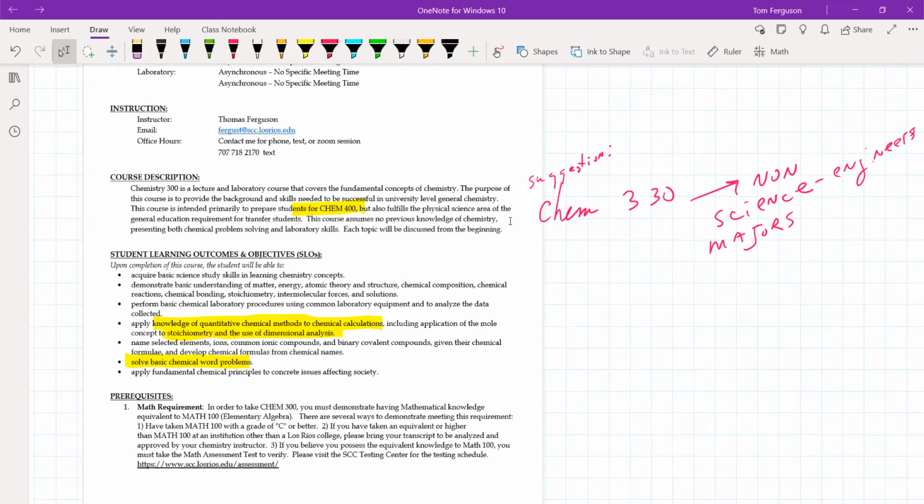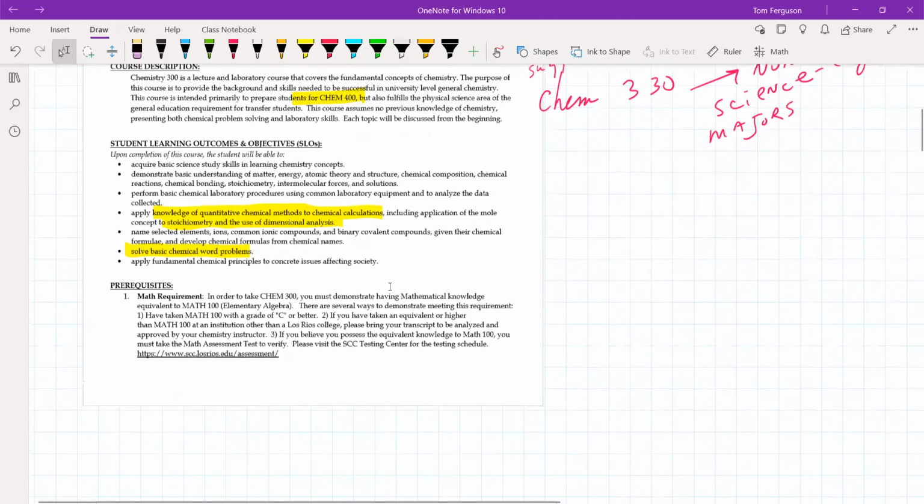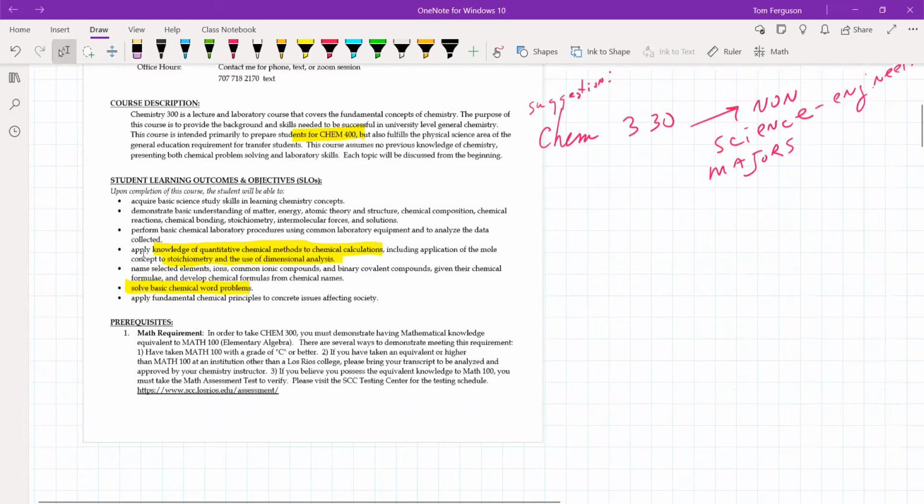But the main thing is, if you're a science major, you're in the right class. If you're not a science major, you can stay in this class, but I would recommend Chem 330. Okay, going along with that, as far as outcomes go, you need to be able to apply quantitative, that means numeric, chemical methods to chemical calculations, including stoichiometry and dimensional analysis.